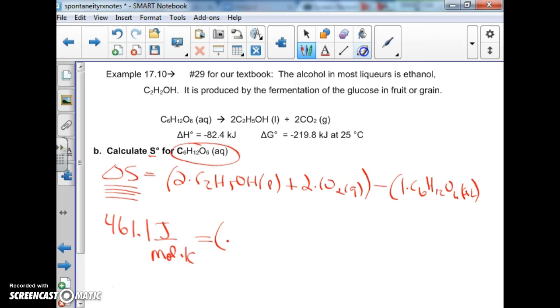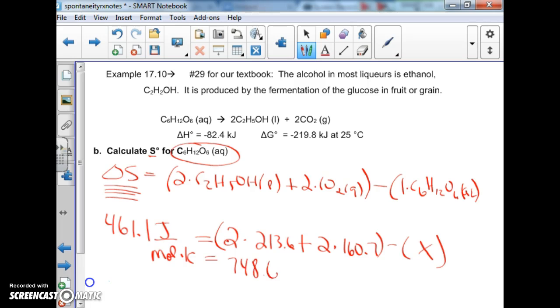How about 2 times 213.6. We don't need to worry about units right now, as long as we know we're functioning within the same unit, plus 2 times 160.7 minus x, because that's what our unknown is. So when we do all that math inside my parentheses, I get 748.6 minus x, continuing to solve for x.